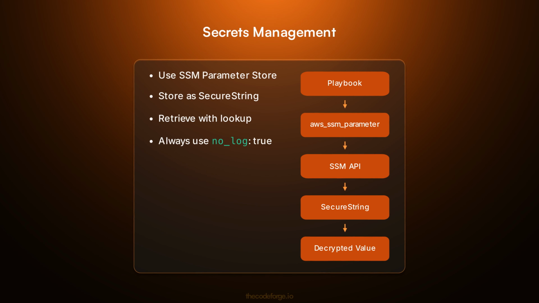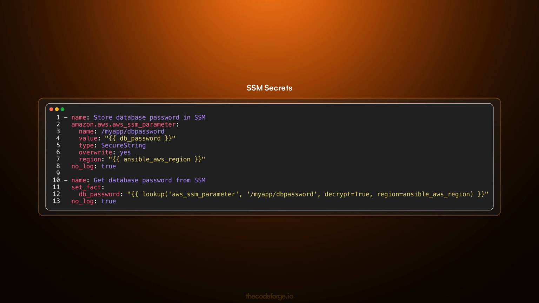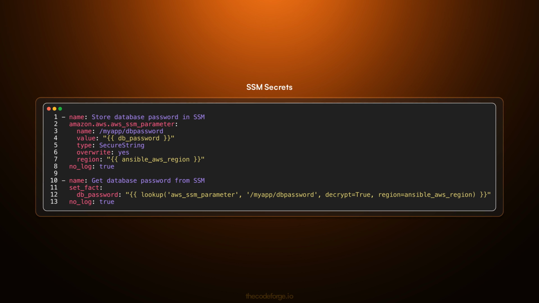Never hardcode secrets. Use Amazon Web Services Systems Manager Parameter Store to store them as secure string. Retrieve them at runtime with the lookup plugin and always set no_log true. Store the password with no_log to prevent logging. Retrieve it with decrypt equals true. The identity and access management role must have Systems Manager get parameter and key management service decrypt permissions.